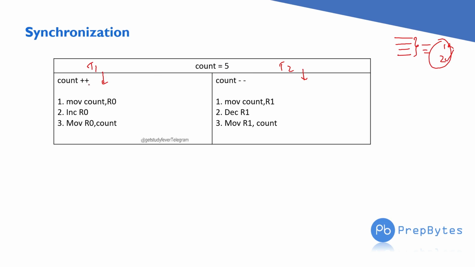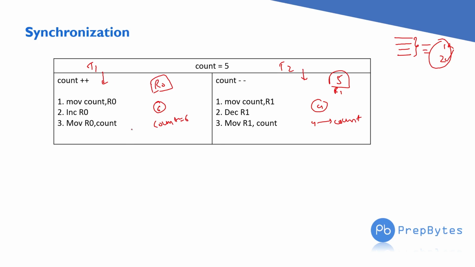Now count plus plus inside our assembly language is written like this. First, the count value is given to some register. So R0 will contain the value of count, that is currently 5. Then R0 will be incremented, so it will become 6, and again 6 will be given to the variable count, so count will finally become 6. Same here with R1: 5 will be given, then decremented, so it will become 4, and this 4 will be given back to count, so count will finally be 4. So for T2 the count value should be 4, and for T1 the count value should be 6.